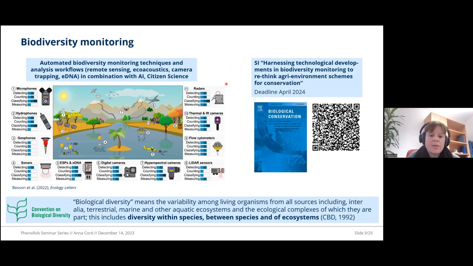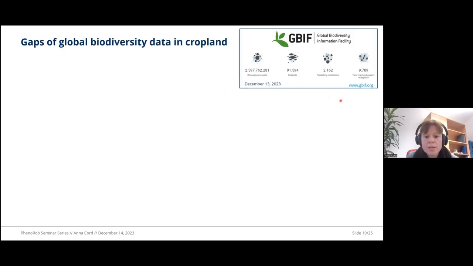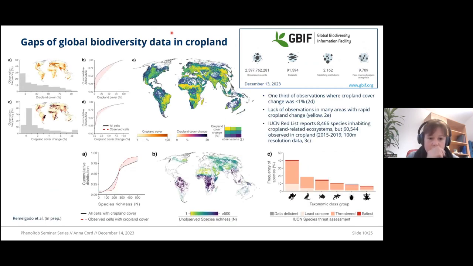So a lot of people are interested in biodiversity. A lot of people are interested in biodiversity monitoring. And there's a huge data set theoretically available, which is collected by GBIF, the Global Biodiversity Information Facility, which, as you can see from the numbers here, as of yesterday, included more than 2 billion records of species. But, and this is something I'm really interested in, we have biases in this data set, and agriculture and cropland is a very understudied ecosystem in this direction.